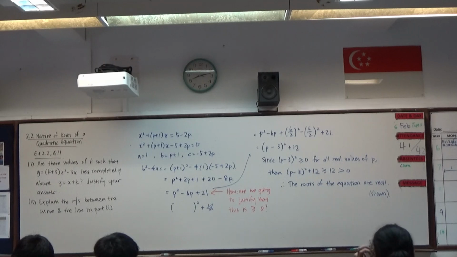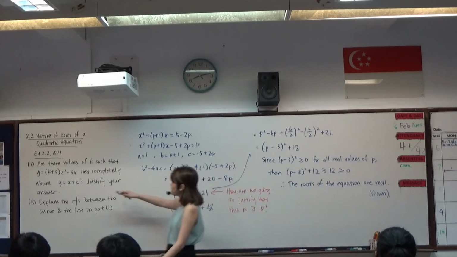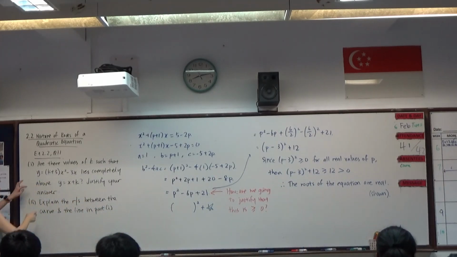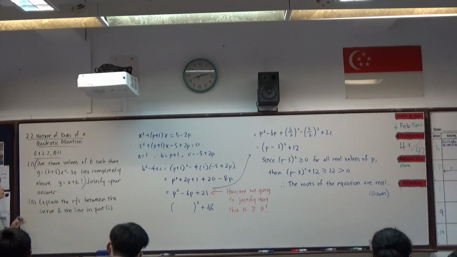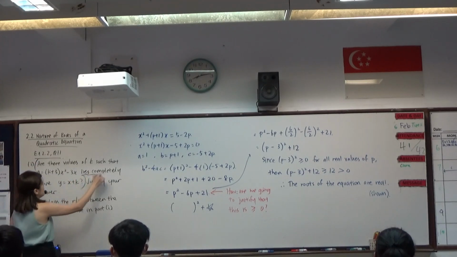It asks, are there values of k such that the curve, which we have provided with the equation here, lies completely above y equals to x plus k, and we want to justify your answer. So how do we interpret this main question over here? We want the curve to lie completely above.